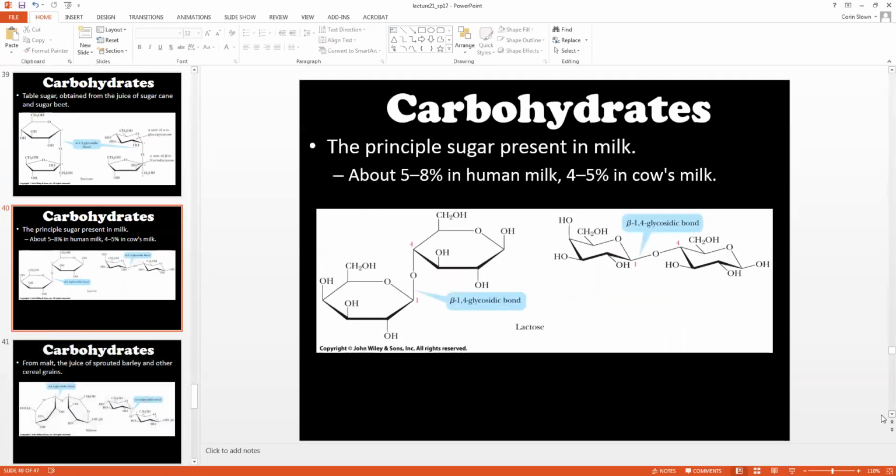So the principal sugar that's present in milk is lactose. There's about 5 to 8% of lactose in human milk, and about 4 to 5% in cow's milk. And you can see here that the glycosidic bond is now between the 1 carbon, the anomeric carbon, and the 4 carbon. This is what's referred to as a beta 1,4 glycosidic bond. Beta because we're referring to the anomeric position.